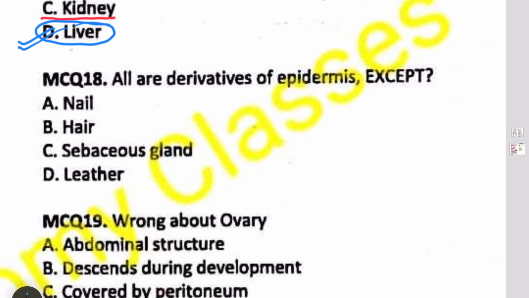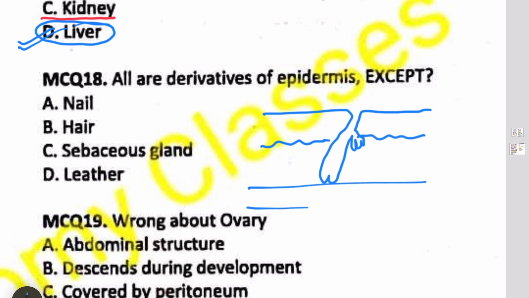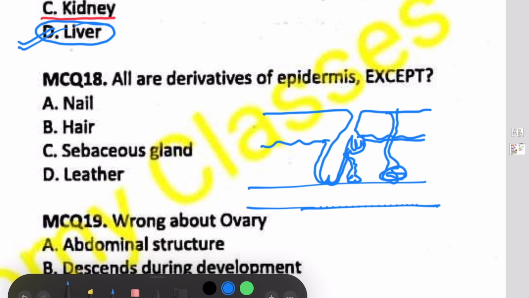Question number 18. So again, this is how it is, and this is the dermo-epidermal junction. So what actually you are seeing is derivative of epidermis will be sweat glands also. Sweat glands also derivative, both apocrine and eccrine sweat glands, sebaceous gland, hair follicles, all of them being derivatives of epidermis. What is actually leather?